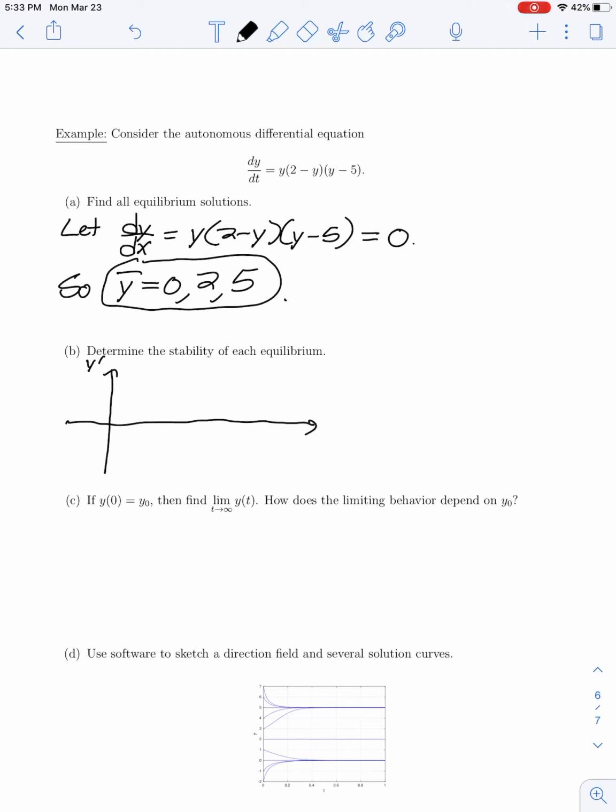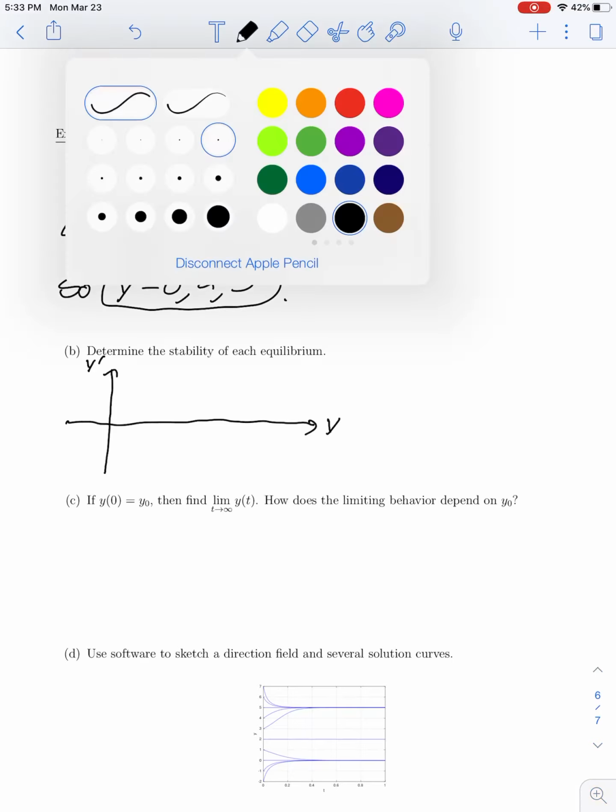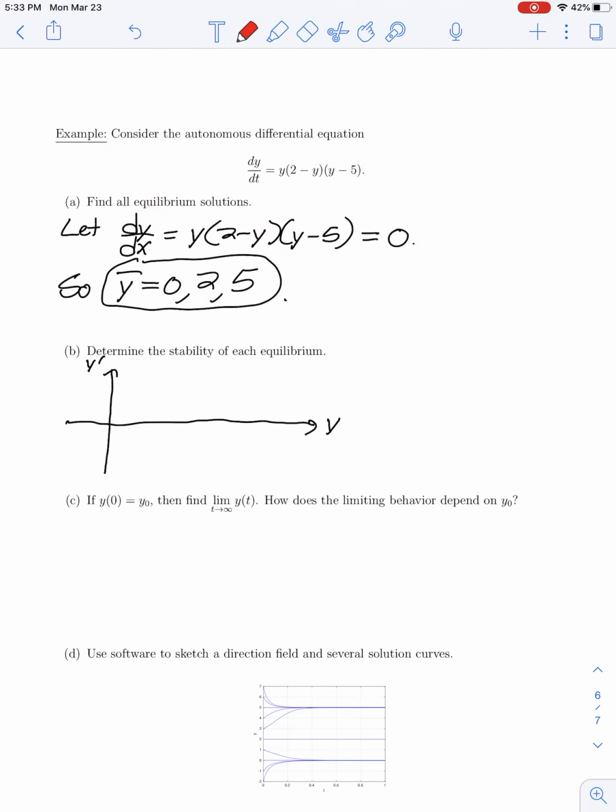So here, my vertical axis is going to be the derivative of y, which is a function of y. And the first thing I'm going to plot on my phase line diagram are the equilibrium solutions, or my horizontal intercepts, which we found to be y equals 0, y equals 2, and y equals 5.